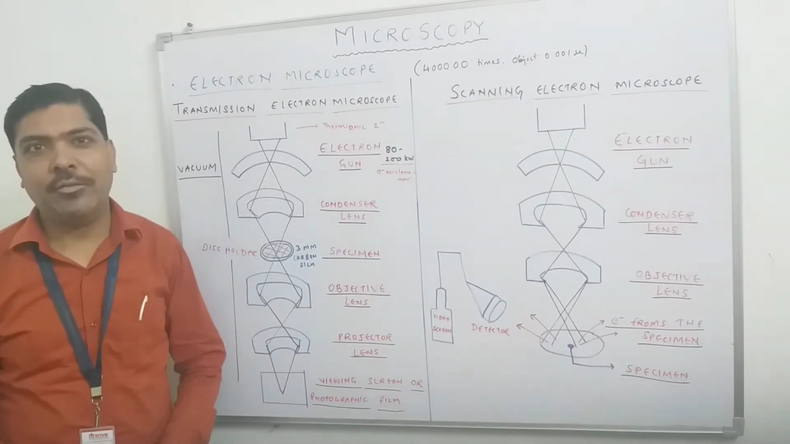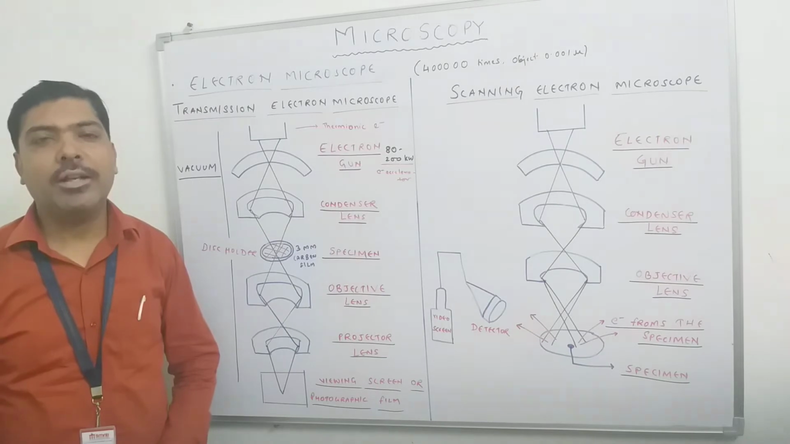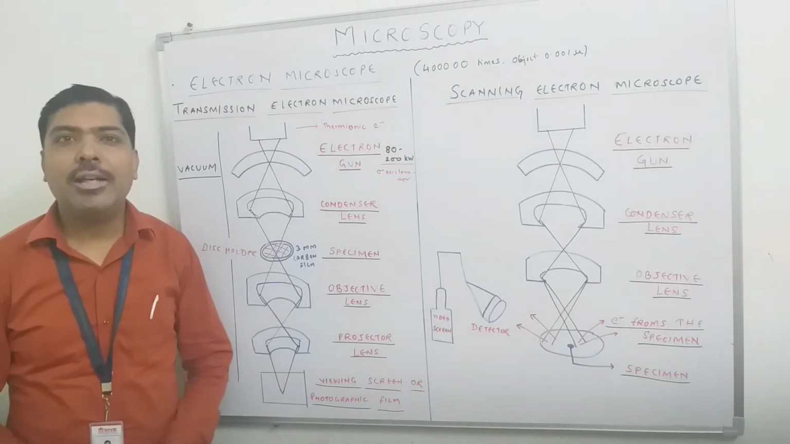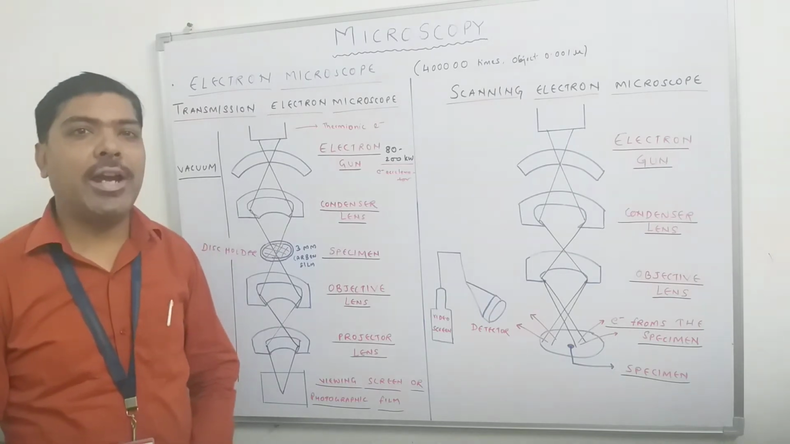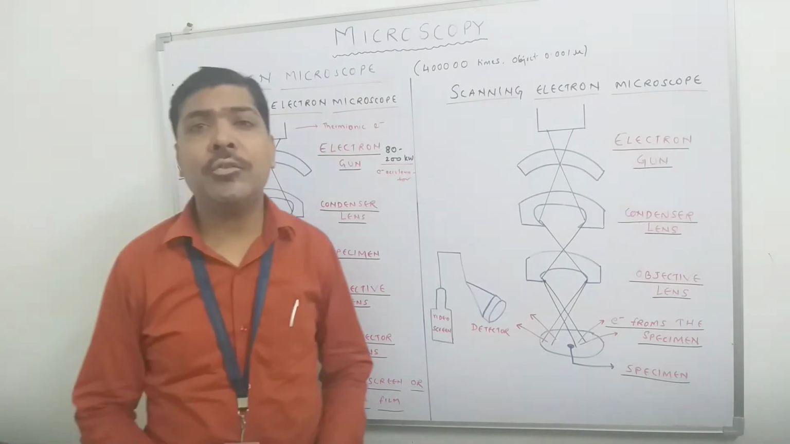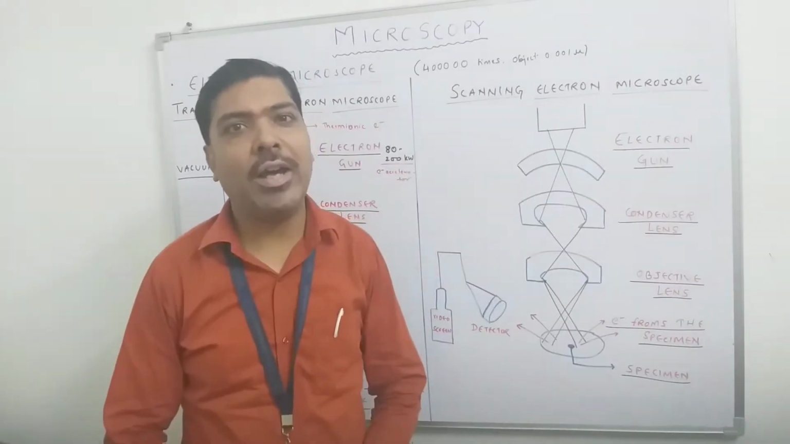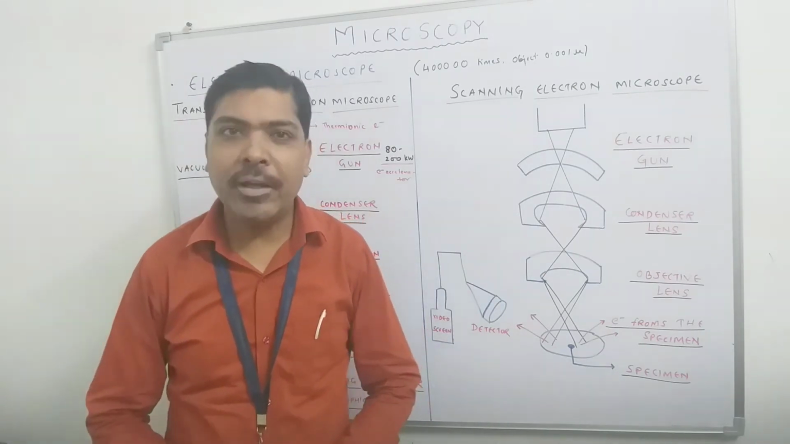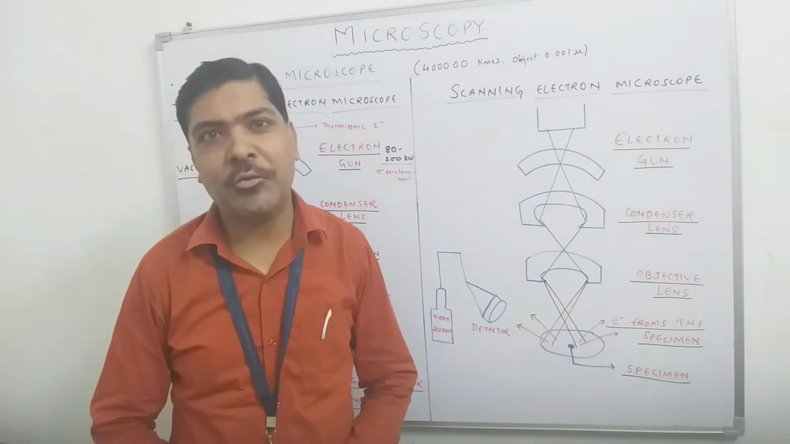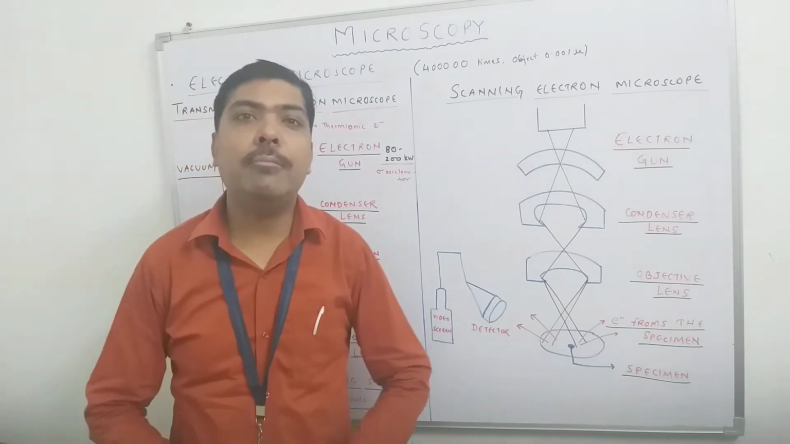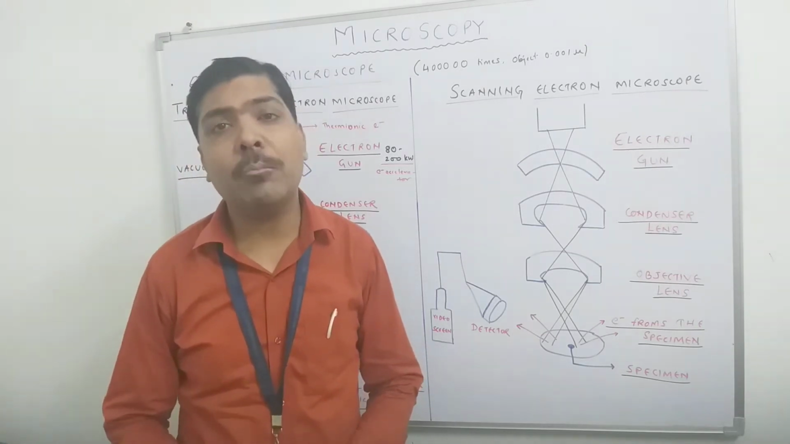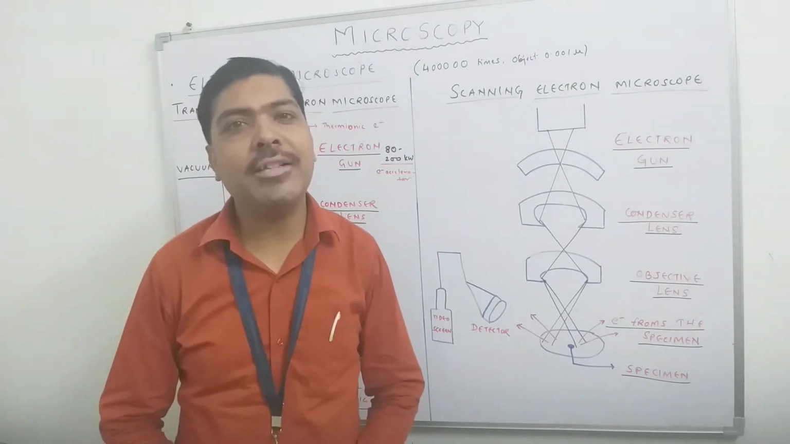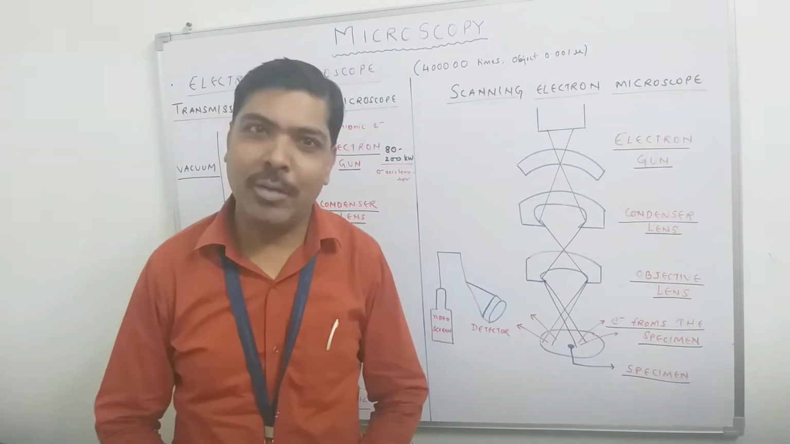In today's video lecture, we'll discuss electron microscopy. Electron microscopy is considered to be the most advanced technology used for the magnification of any object. Now, if we compare light microscopy with electron microscopy, then definitely the magnification or amplification power of the electron microscopy is much higher as compared to that of the light microscopy.